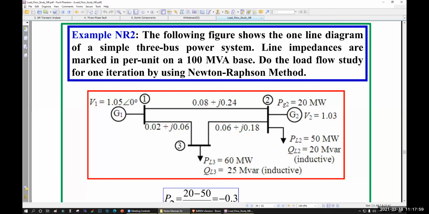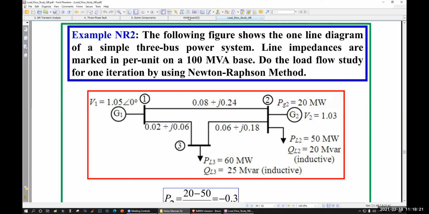The following figure shows the one-line diagram of a simple 3-bus power system. The line impedances are marked in per unit on a 100 MVA base. Do the load flow study for one iteration using the Newton-Raphson method. They have shown only one iteration, but we will do two iterations.